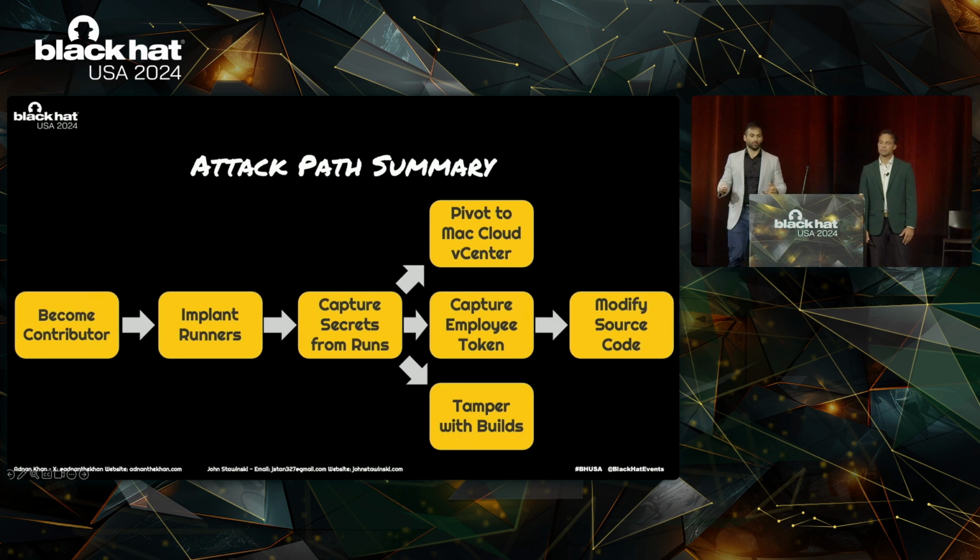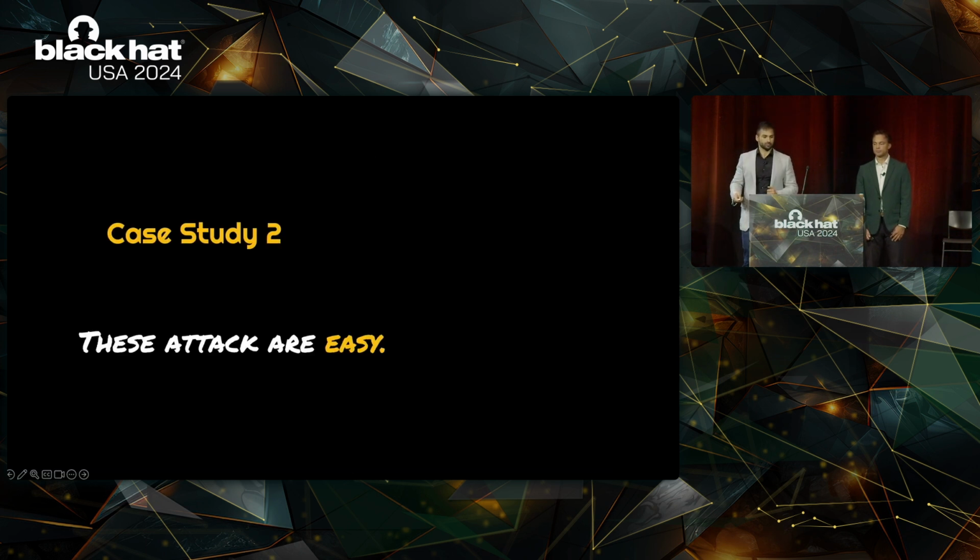So let's recap what happened. Simply by becoming a contributor, it was possible to conduct a series of operations to get secrets, move laterally, and potentially even conduct an attack that impacts every single GitHub customer. So let's move on to case study 2. John, can you show how easy these attacks can be?